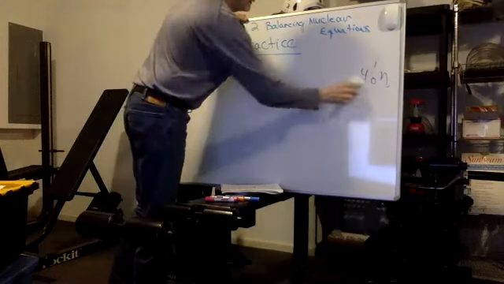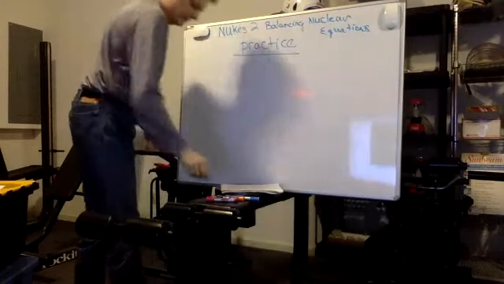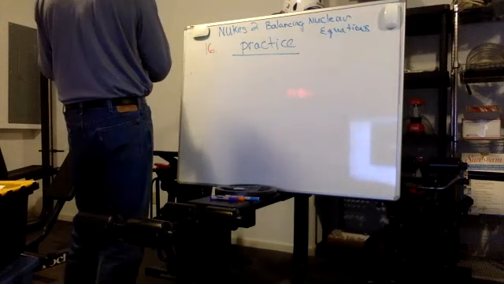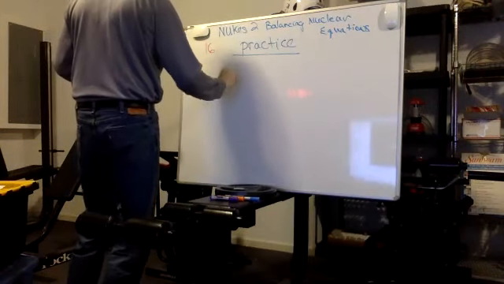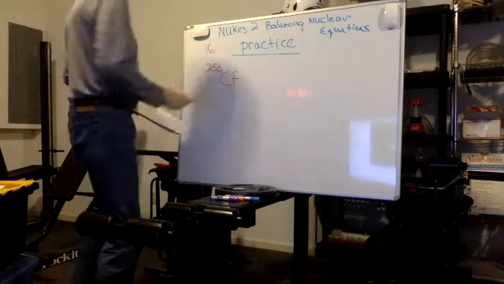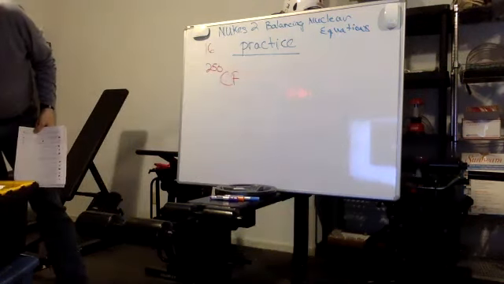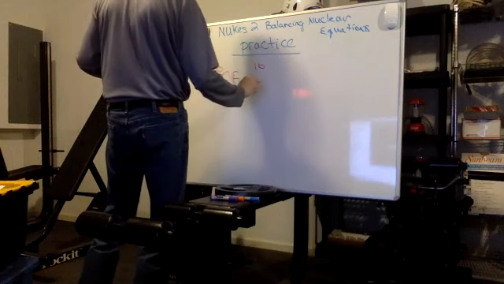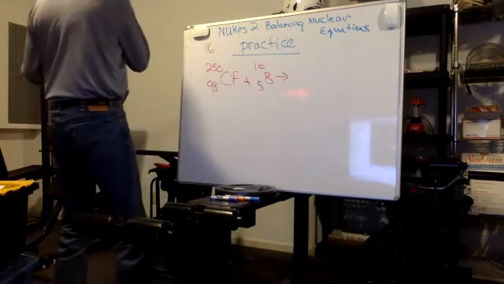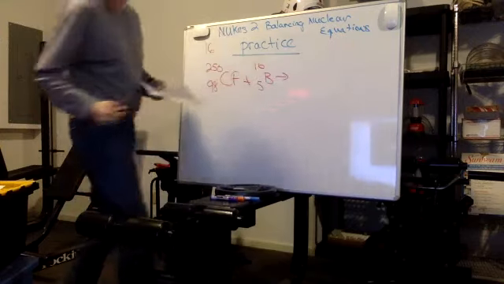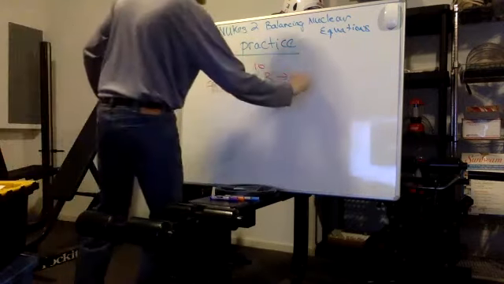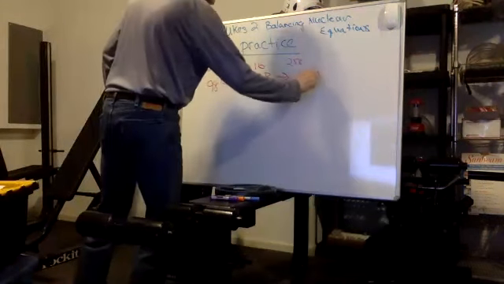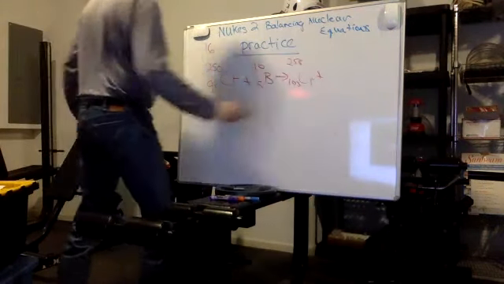16. Write a balanced equation for californium 250, californium, 98, with boron-10, to produce lawrencium 258. And that's 103. And 2 neutrons.